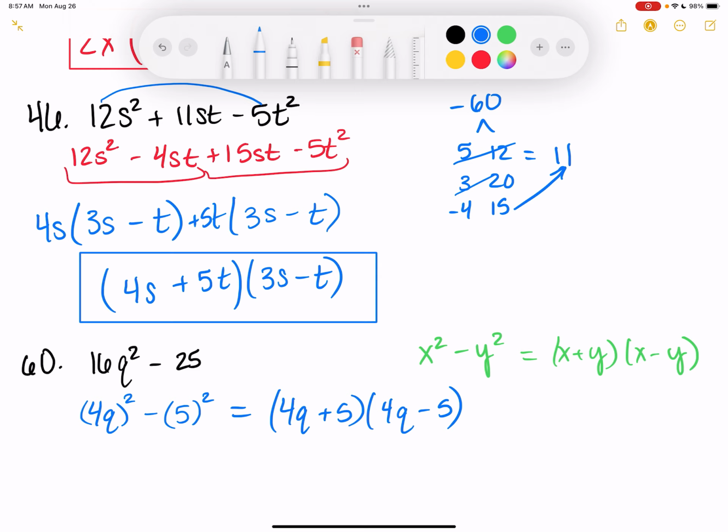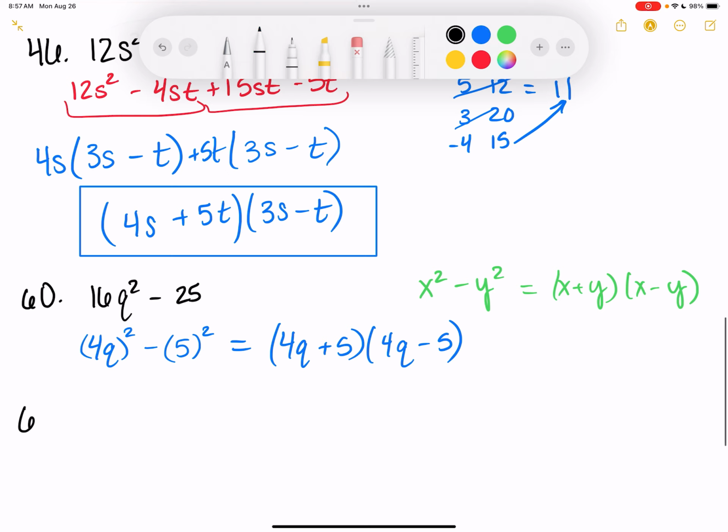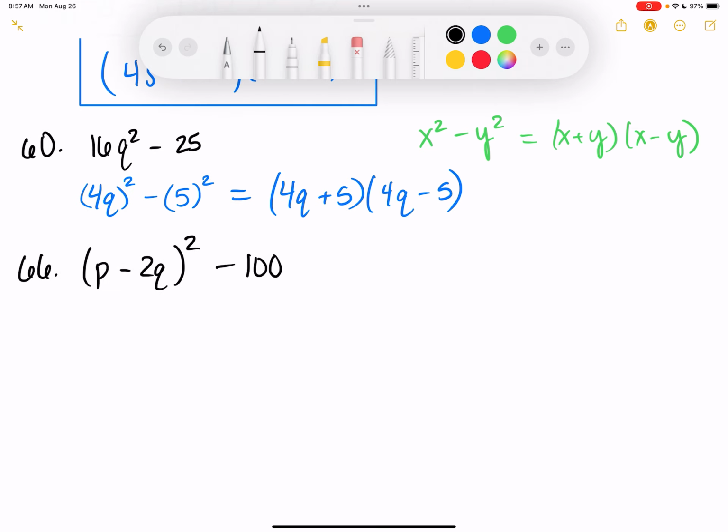All right, this next one's a little bit of a weird one, but works the same way. In parentheses, I have p minus 2q, and that whole thing squared, and then minus 100. So this one is of a different form to start with in terms of how it looks, but it's the same thing. It's still a difference of squares because I have a term here being squared. This is one singular term that's being squared. And then 100 is the square of what? 10. So I'm going to think about this as 10 squared.